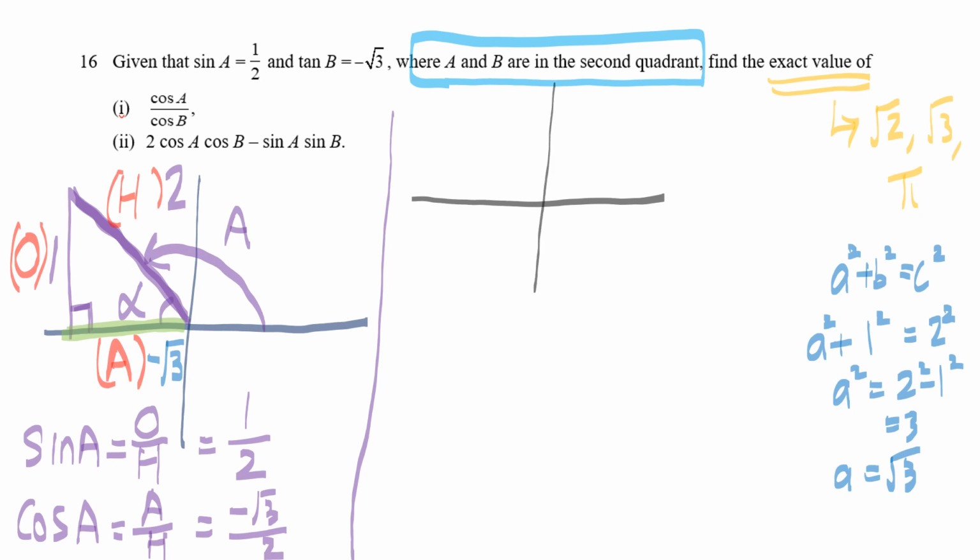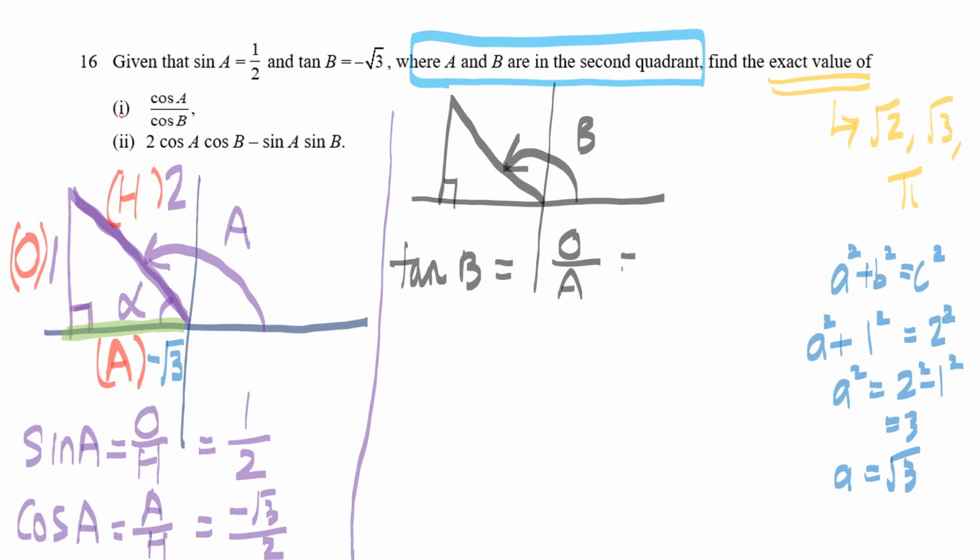Again, it's in the second quadrant. So this is how your diagram will look like. Angle B. Okay, so tangent is TOA. So tangent B will be O over A. So that will be negative 3 over 1. Okay, we don't know where the negative belongs to. It's the opposite of adjacent. Okay, so let's look at the diagram.